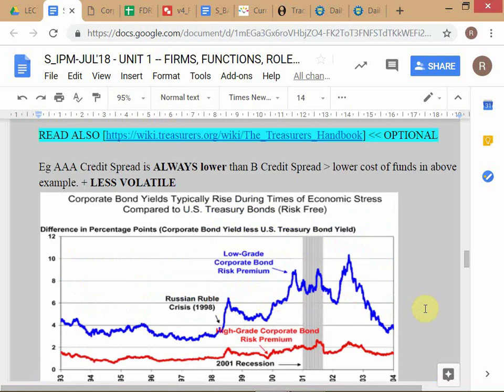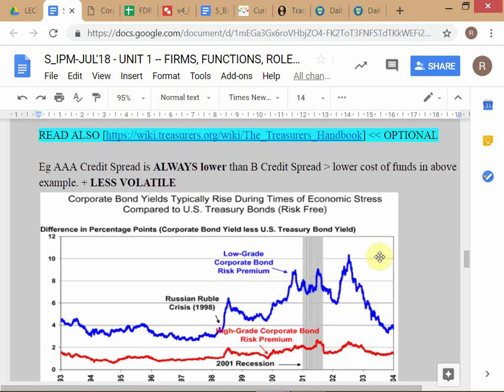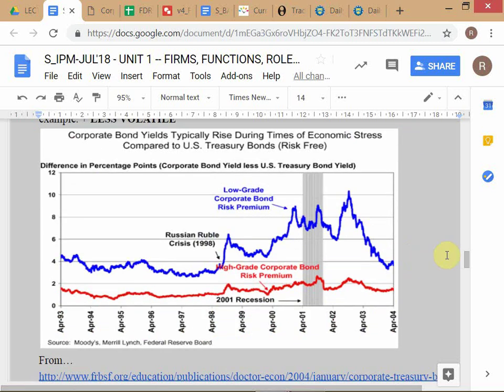Two things to be aware of. What are we looking at? What kind of variable are we looking at here? Difference in percentage points, corporate bond yield minus US Treasury bond yield. So what is the variable that is being plotted here? Spread. Credit spread. Okay, so this is a chart of credit spreads. There are two things we want to focus on when we are looking at this chart. These have been mentioned over here on top.